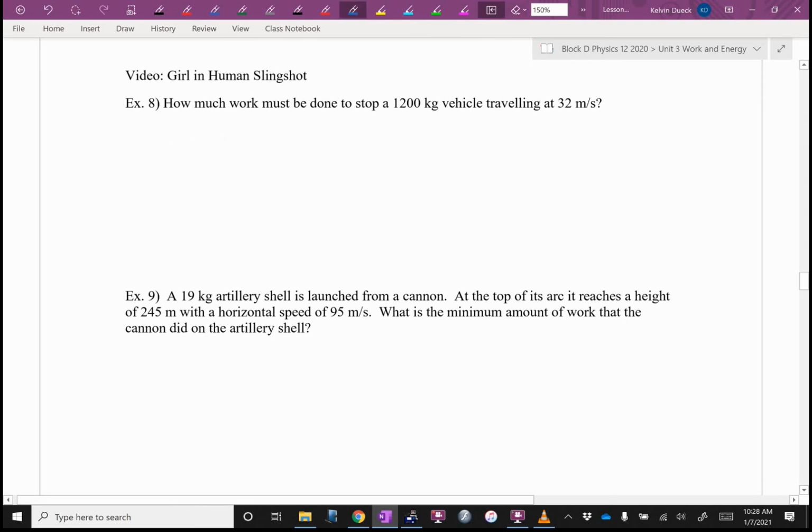My next option for work would be, it's also the area under a force versus distance graph. Captain Obvious, did they give you a graph? No, so I wouldn't use that. So I will go to my third, more complicated definition of work, which is the work-energy theorem. Work is the change in potential energy plus the change in kinetic energy. What's change in anything?